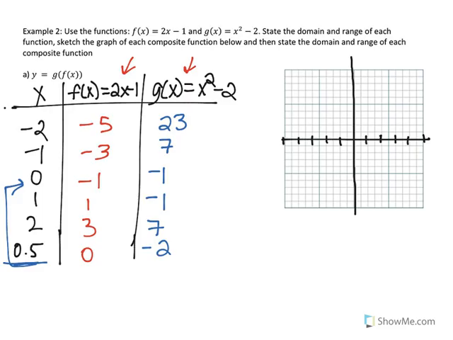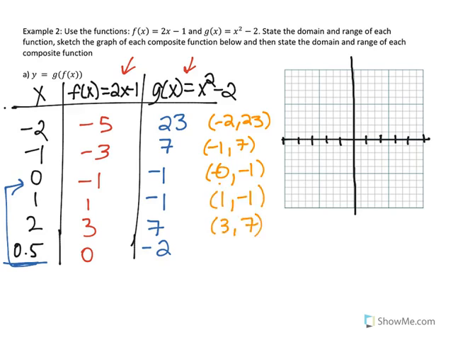So we'll go up by 2's on the x-axis, but we'll go up by 1's on the y-axis. So we're going to be plotting, well, not this point because it's way too big, but we can plot negative 1 and 7, 0 and negative 1, 1 and negative 1, 3 and 7, and 0.5 and negative 2. So we have negative 1 and 7 right there. We have 0 and negative 1, 0.5 and negative 2, 1 and negative 1, and 3 and 7.